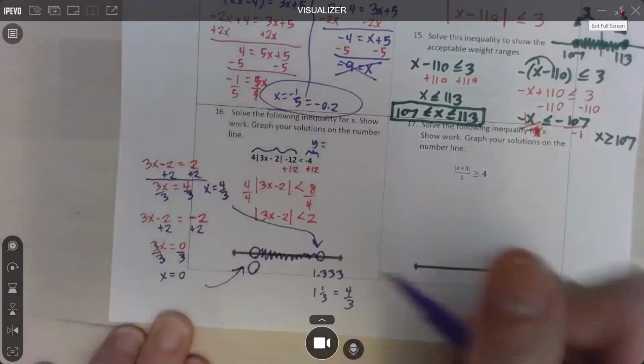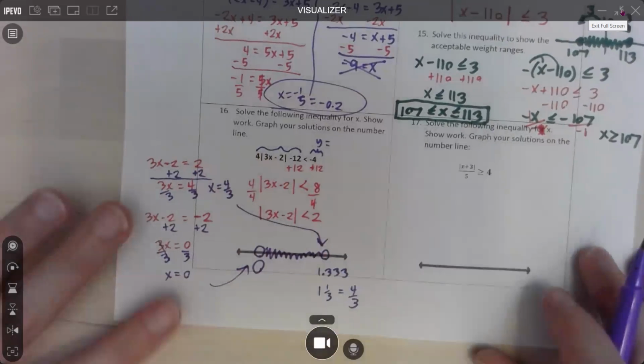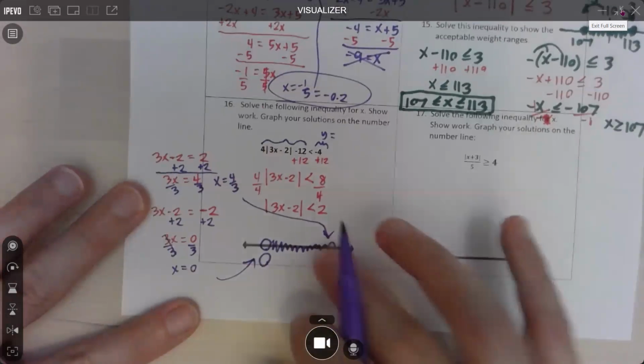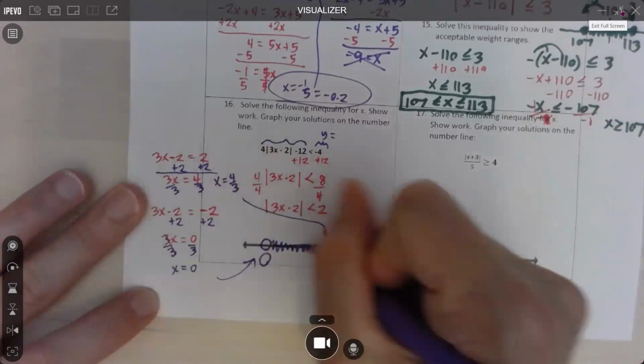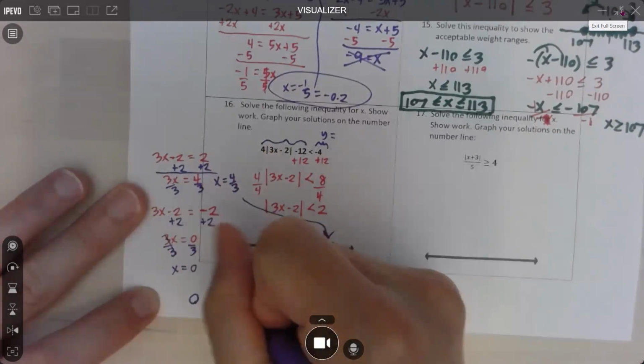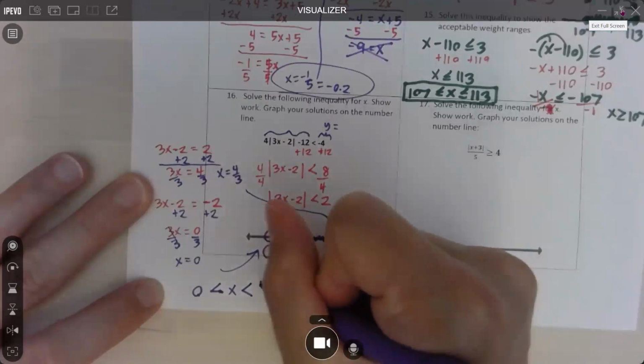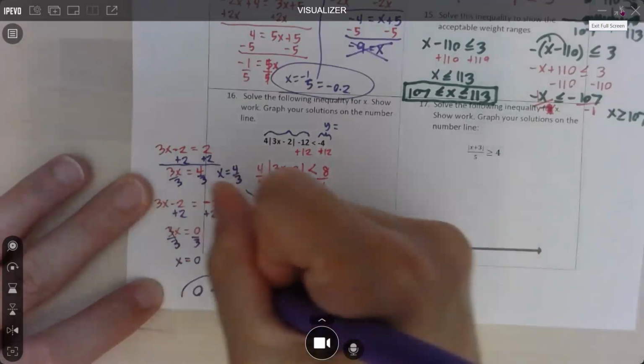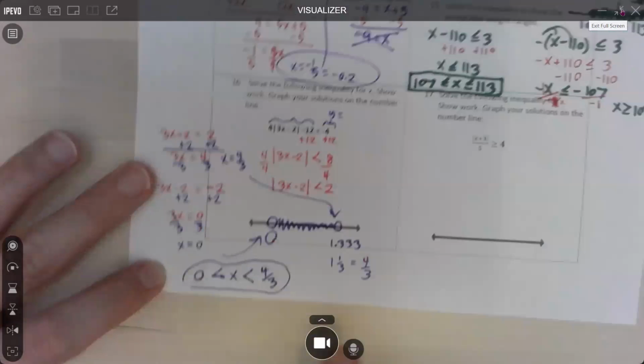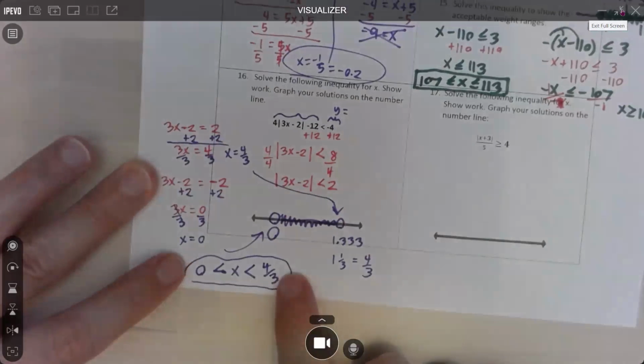And again, my solution on the graph is going to look like this. Since it's shading between, you'll write 0 less than x less than 1.333, or 4/3. So your inequality answer should look like this.